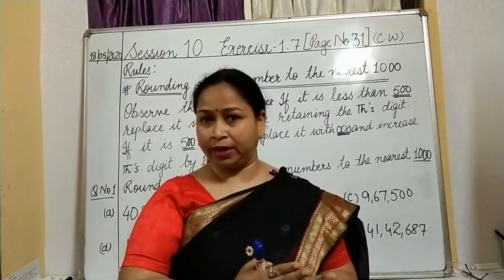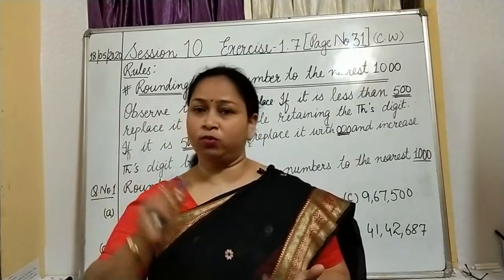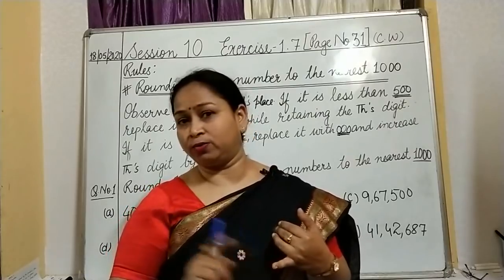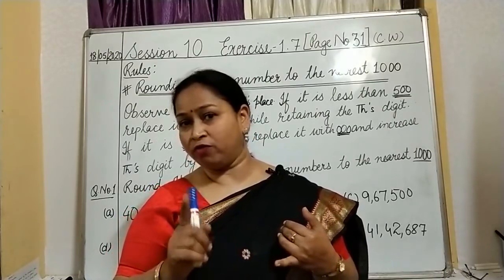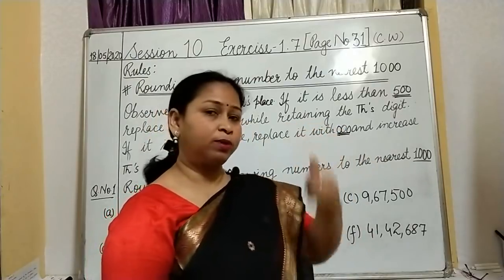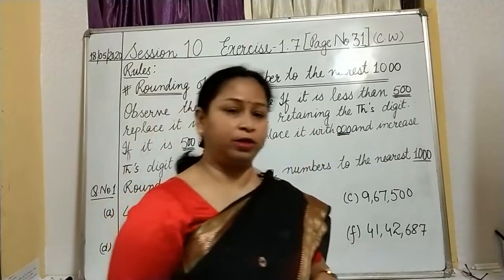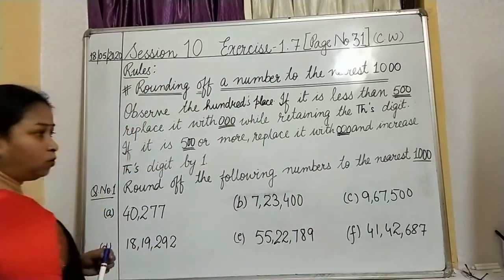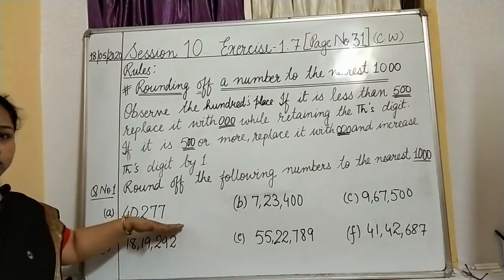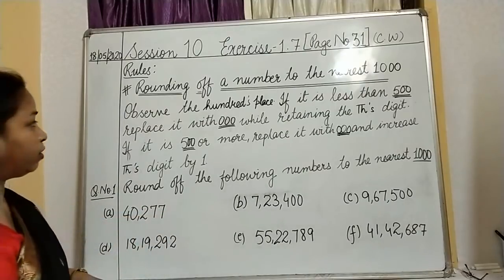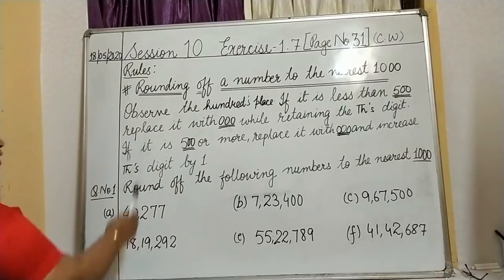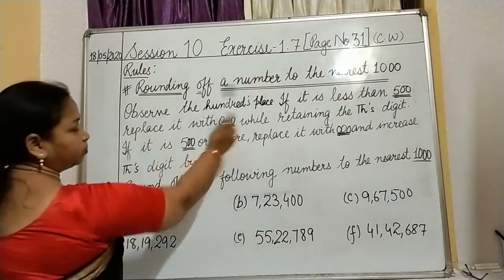When you were doing 10, that time we observed the ones place. When we did 100, that time we observed the place value of tens. Now when we are going to do 1000, which place value will we be checking? The 100 place, right? So I will be reading out the rule as well as solving the question as we did for question number 1 and 2. Rounding off a number to nearest 1000: observe the hundreds place.